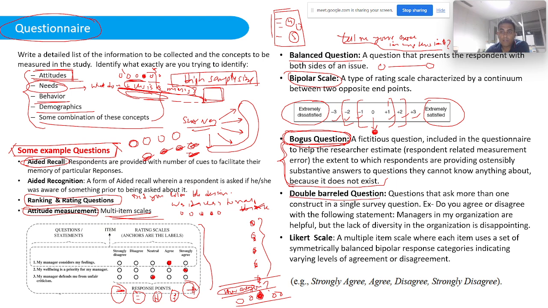Then there are double-barreled questions, where we ask the question in such a way that the respondent may give both the positive as well as the negative side of the context. For example, if you ask, do you agree or disagree with the statement: managers in my organization are helpful, but the lack of diversity in the organization is disappointing. So some users will respond to this particular side, some will give a response to the other side. So some will be disagreeing with the statement, some will be agreeing, and they will also give their opinions on why they disagree and why they don't disagree.